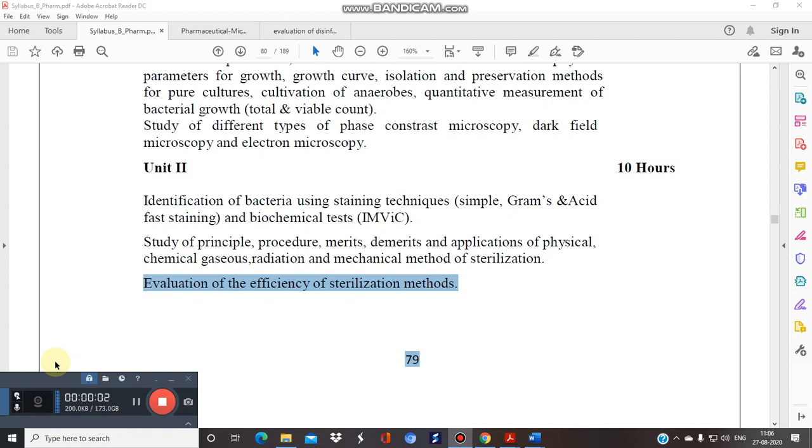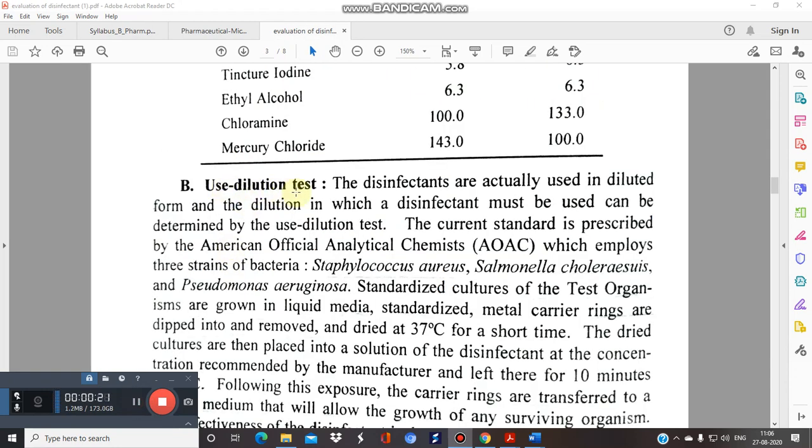I welcome you all to the part 7 video on the evaluation of the efficiency of sterilization methods. So far we have covered the chemical methods of evaluation, that is the Chick-Martin and the Rideal-Walker tests. The next test we are going to see is the use dilution method. As the name indicates, use dilution: how much dilution should be used?